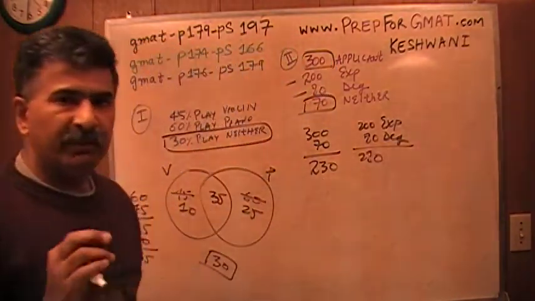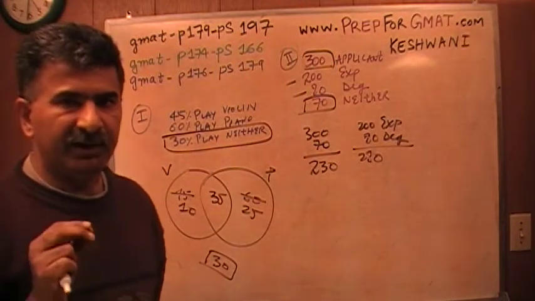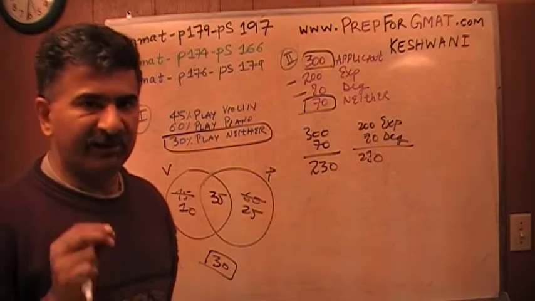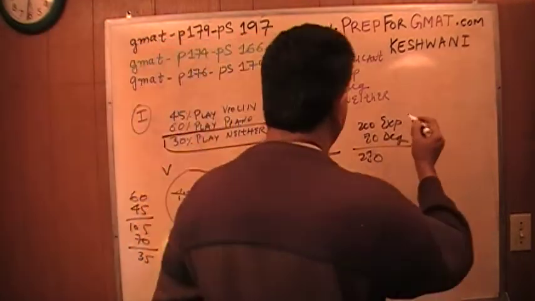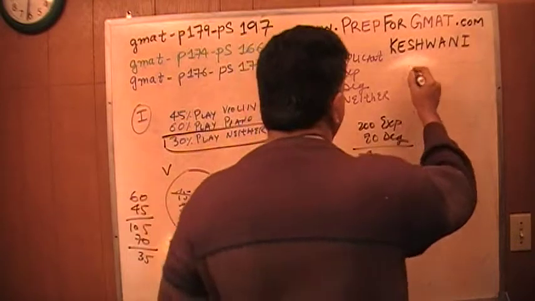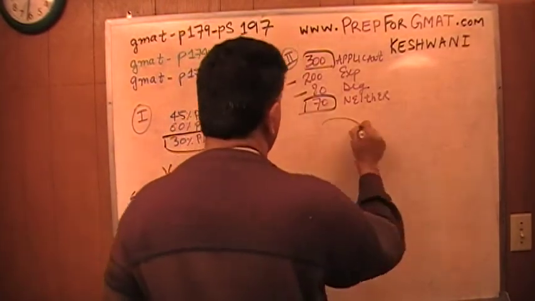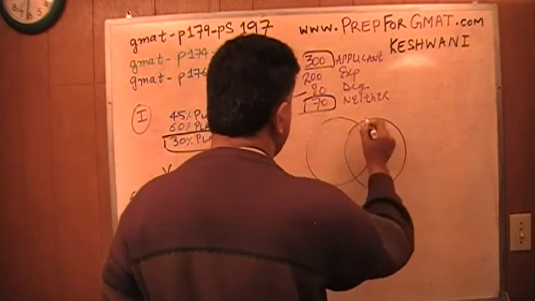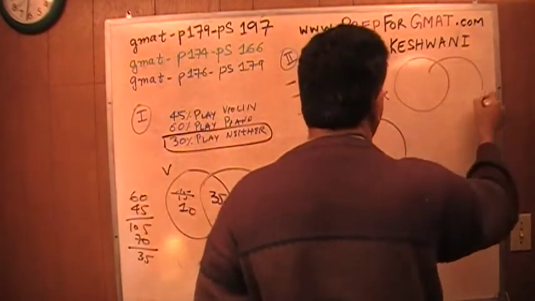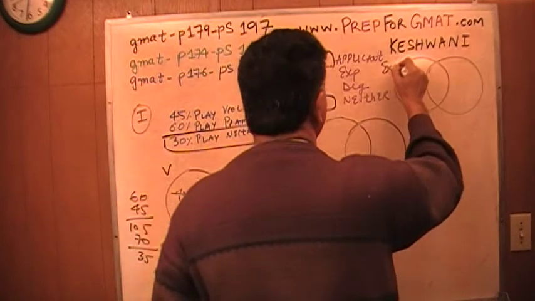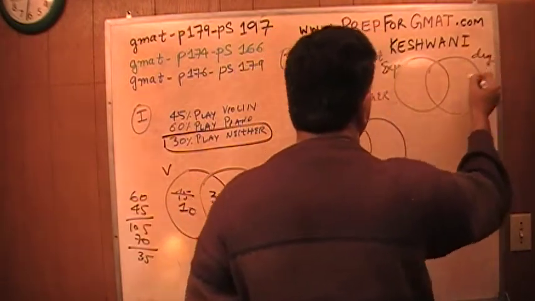That means that 50 people are being double counted. That tells me that 50 people have both degrees and experience. And again, if you want to show it in a Venn diagram, it would be, let me do it here, so I have room. Here is my experience, here is my degree.